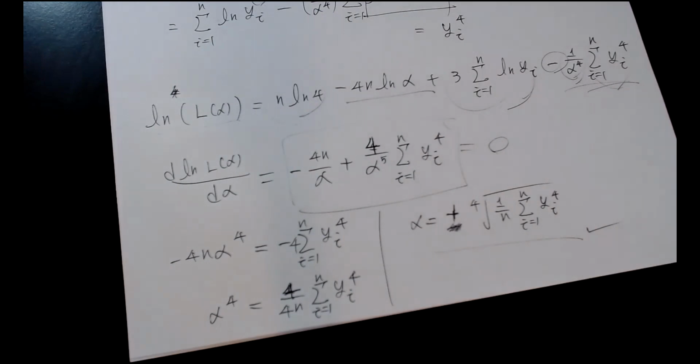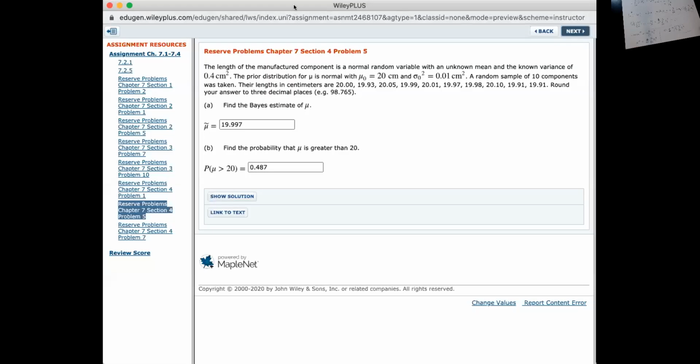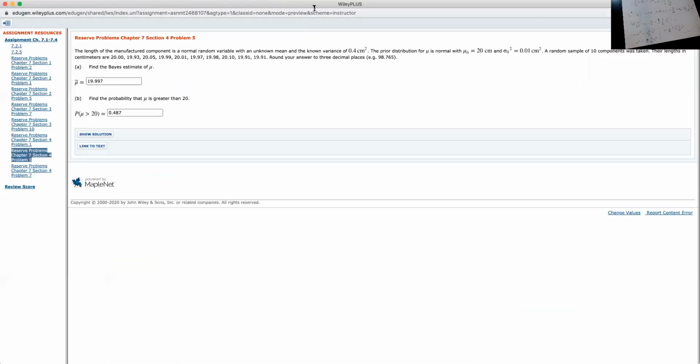The next problem is about, let's see. Deviation estimator. Okay. So I think you need to look at the problems. So give me a second. Yeah, can you see this? Give me a second.